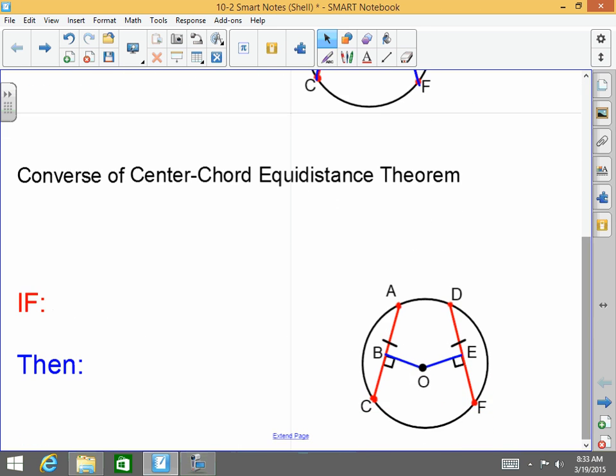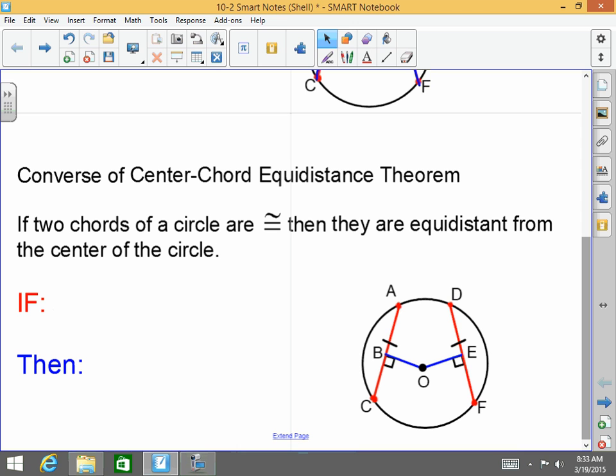The converse of the center-chord equidistant theorem: if two chords of a circle are congruent, then they are equidistant from the center of the circle.